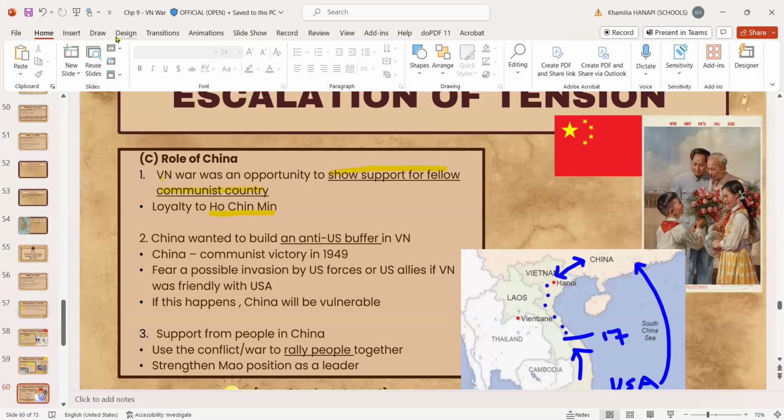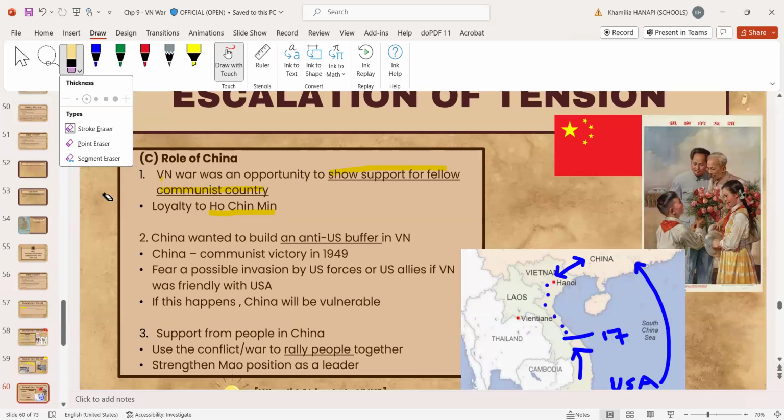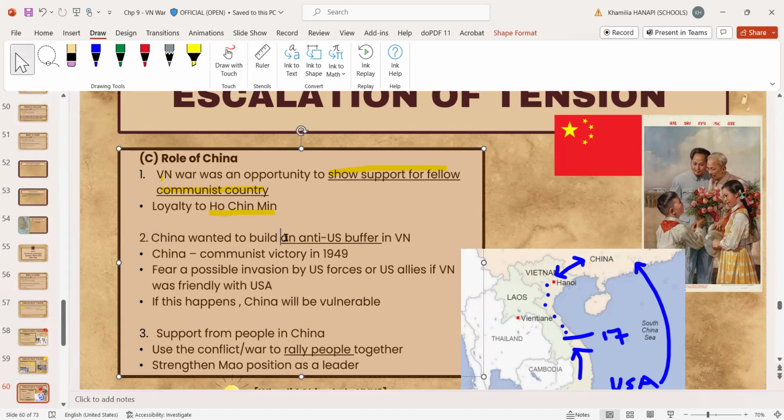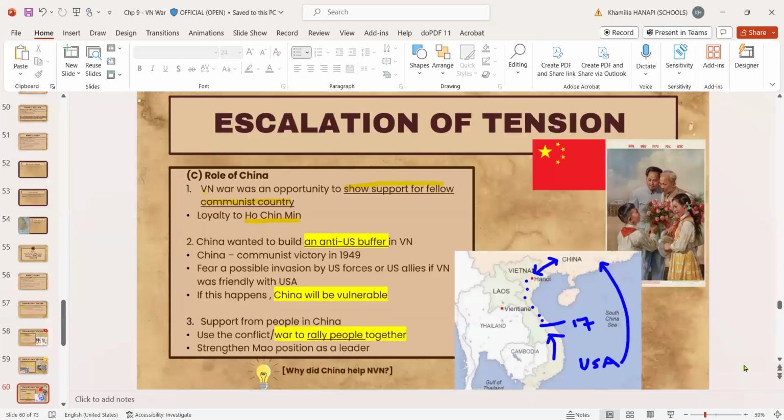It was very, very clear that these were the things that the Chinese government actually did. Now, China wanted to build what we call an anti-US buffer, which is in Vietnam. Why? Because China didn't want to be vulnerable. Another reason why China was very involved in the Vietnam War was because China also wanted to rally the people together. You create war because you want people to support you. I think that is one of the key fundamental things.